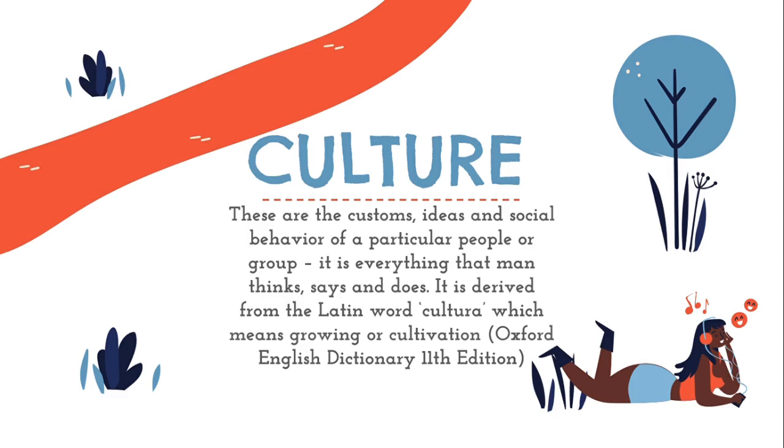attitudes, meanings, hierarchies, religion, notions of time, roles, spatial relations, concepts of the universe, and material objects and possessions acquired by people or by a group of people in the course of generations through individual and group striving. These are customs and ideas, like everything that man thinks, says, and does.